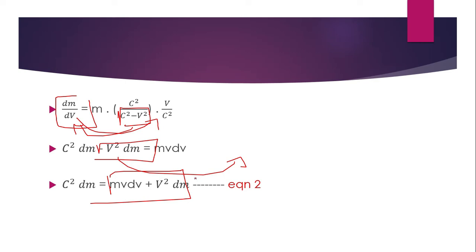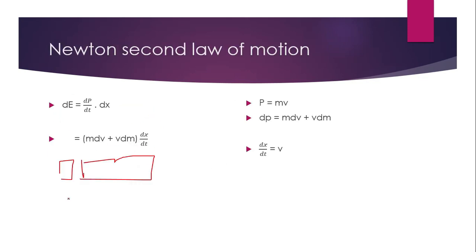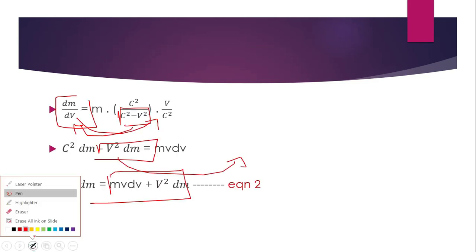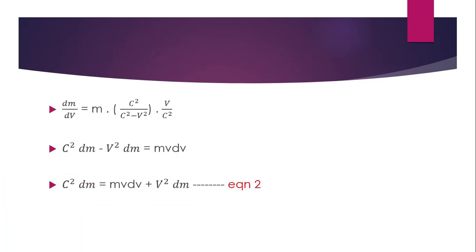If you remember correctly, this equation 2 is the first equation that I gave you. If I'm not mistaken, it was here somewhere. Yep, remember here, mv dv plus v square dm is equal to dE. So after you look back at the latest equation here, we can change this part with dE, because it's the same. So we change it with dE.